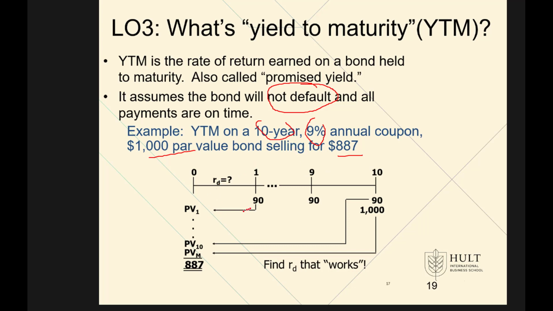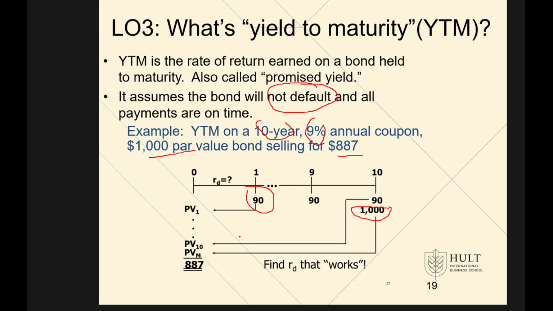We're paying out $887 now, so that's the price. The cash flows are going to be equal to the coupon rate of 9% times the par value of 1,000, so it's 90 for each period. And when we get way out there to year 10, we'll also get the $1,000, right? So we know that from looking at it from a pricing standpoint.